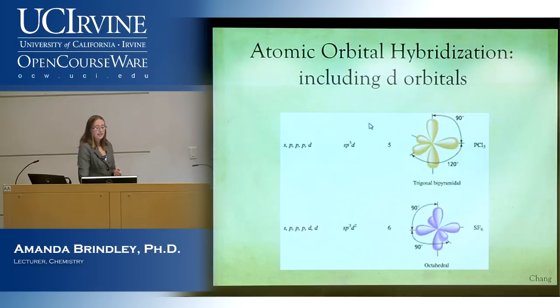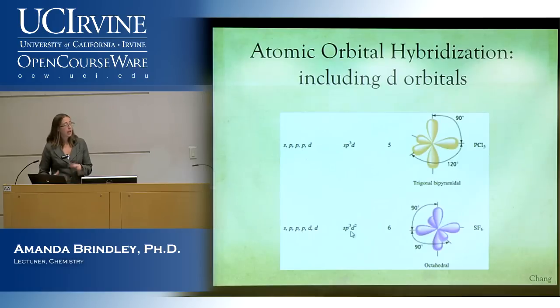Okay? Now, what about sp3d2? How many orbitals did we start with? 6. How many hybrid orbitals would we have? 6. What would the name of those be? sp3d2, right? Same idea as before. The hybridization type is the name of the new orbitals. And then if we have 6 orbitals and we have to spread those out as far apart as possible, what geometry would that be? Octahedral, right?